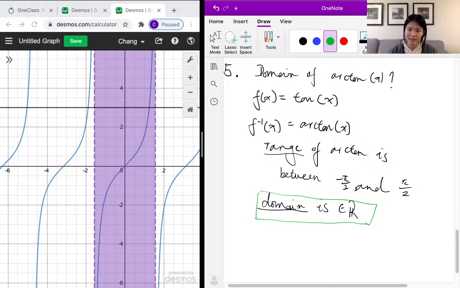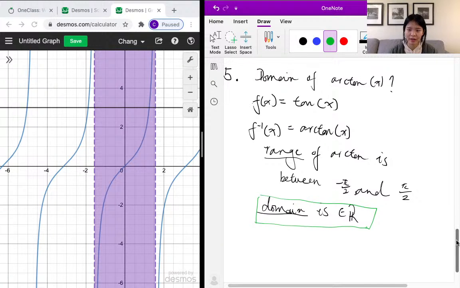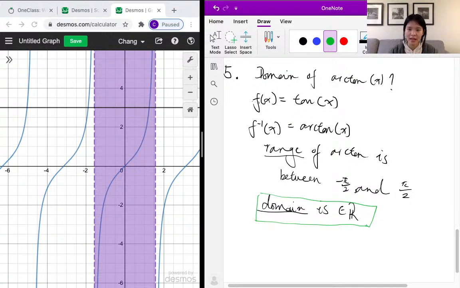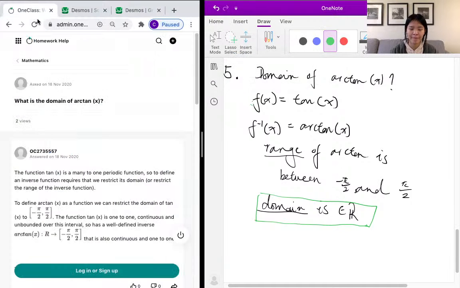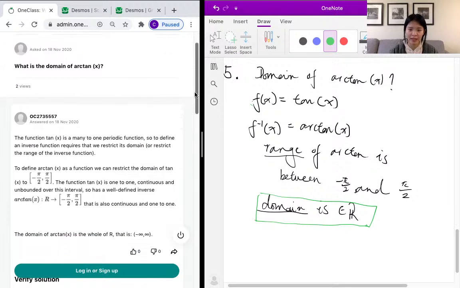But all you need to memorize is the fact that you need a one-to-one function in order for a function to have an inverse, and the domain and range of the tangent function are just flipped over to get the domain and range of the arctangent function. So this is basically the domain of the arctangent function.